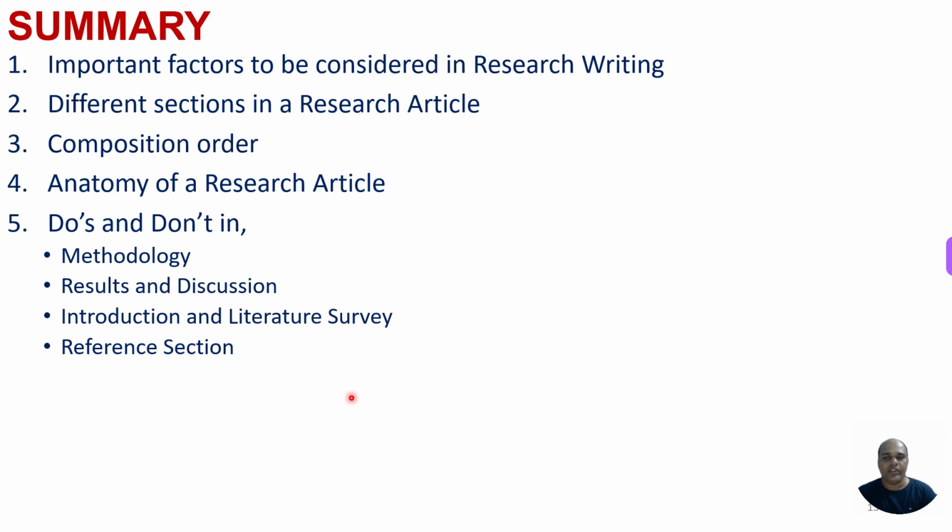As a summary, in this tutorial I have discussed what are all the important factors to be considered in writing a research article, what are the different sections in a research article, in which order we should start writing our research article, and what is the anatomy of a research article. I also covered do's and don'ts in different sections like methodology, results and discussion, introduction and literature survey, and the reference section. I will add a separate video tutorial on the Mendeley reference manager, how to include the references in a research article using it.